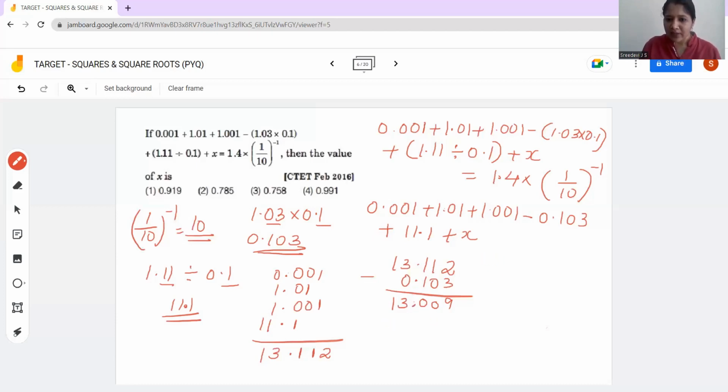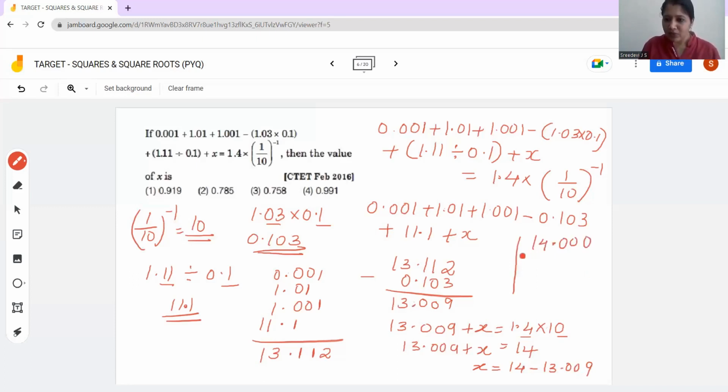Okay, so we can replace it like 13.009 for the left hand side, plus x will give you 1.4 into 10. What is 1.4 into 10, everyone? One decimal can be compensated for with one 0, so we'll be getting 14 as the answer, right? So here 13.009 plus x will give you 14. So what is the value of x? x is equal to 14 minus 13.009. So let us subtract and find out the answer. 14 with 3 decimal places, 14.000 minus 13.009. So when you subtract, you'll be getting 10 minus 9, 1.